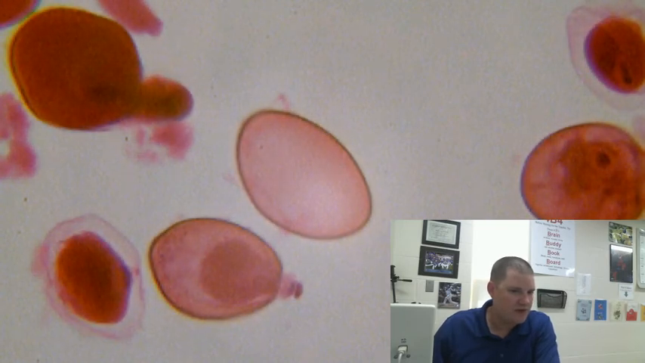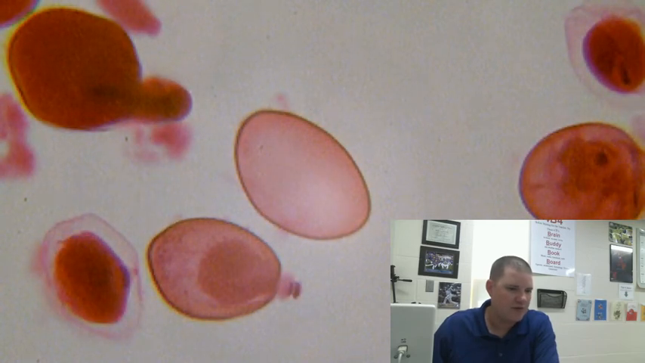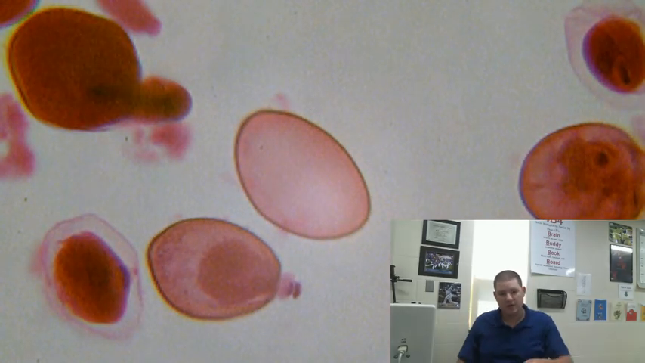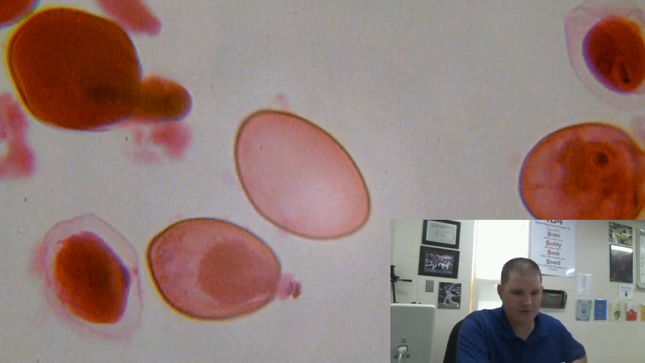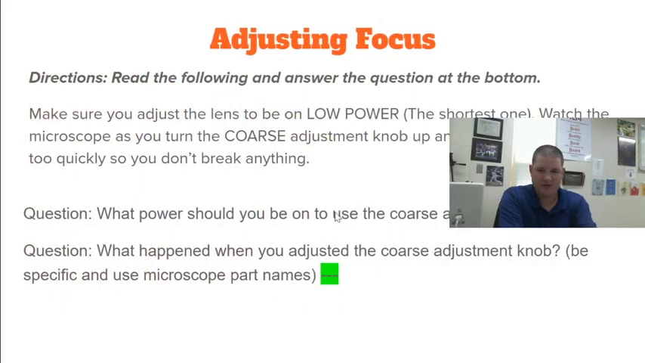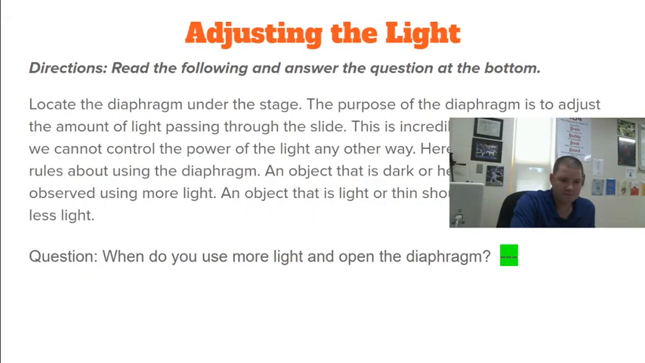So you can kind of bring the fine focus back and forth to see different aspects of whatever you're looking at with it. But that would be how you would adjust things using the fine focus knob there. And then transition back over. The light sources, we use two different light sources. Some of them use a mirror, some of them use the actual physical light source itself. So 2 questions just asking about how you would be able to figure out which one's which on there.